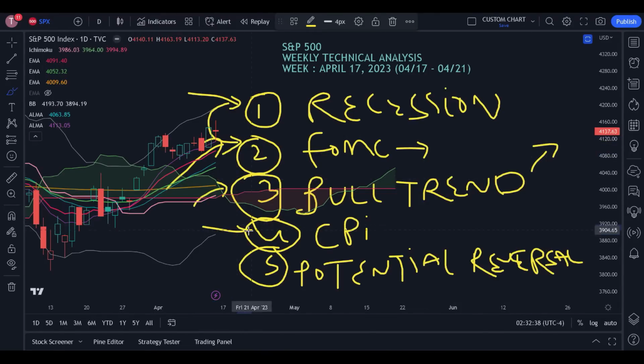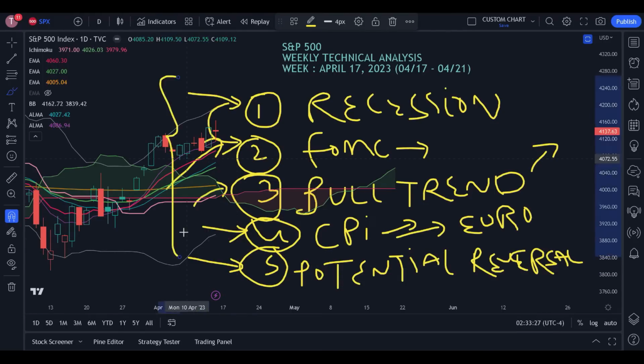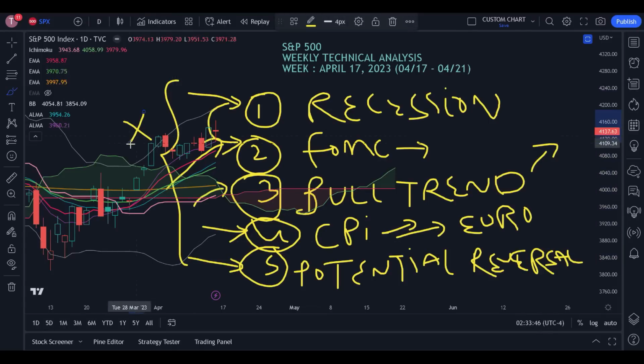Then we will analyze the recent CPI data, and we will not only analyze the CPI of the USA, but we will also analyze the CPI of the Eurozone. Then we will talk about a potential reversal in the entire stock market, including the S&P 500 and the Dow Jones and all other indices. Whatever we discuss here, we will discuss through the numbers, through the technical indicators, and we will do a thorough analysis. We are not going to speculate, and we never speculate. We always trust the numbers.